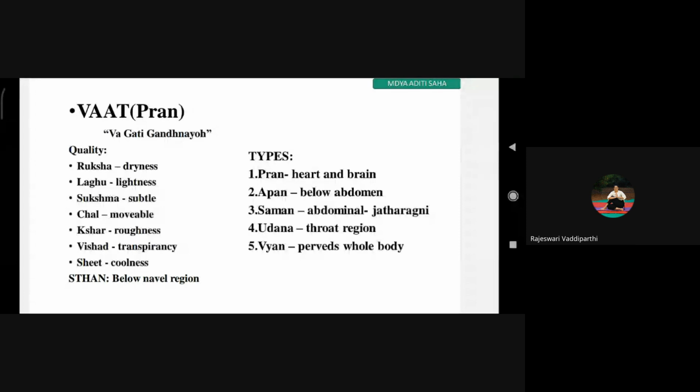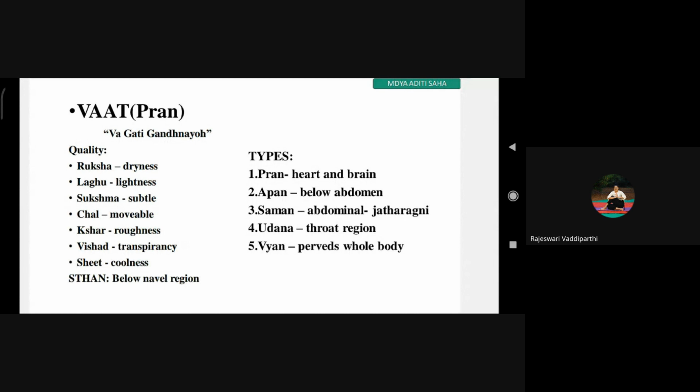And what are the qualities of Vata? Those are Ruksha, that is dryness. Laghu means lightness. Sukshma, that is subtle. Chala means movable. Khara means roughness. And Vishada, that is transparency. And Sheeta, that is coolness. So these are the qualities of Vata. And mainly Vata dominates the lower body, or below the navel region.